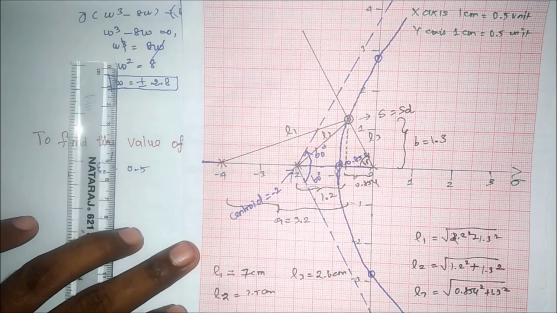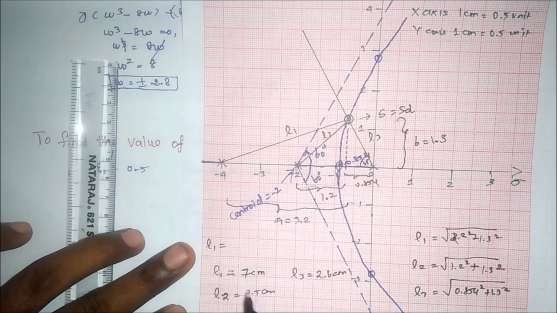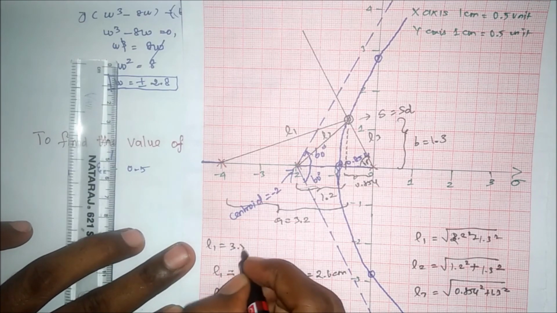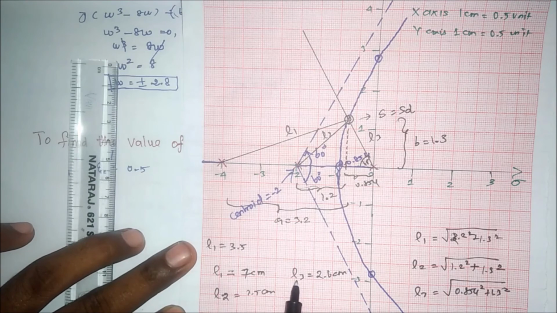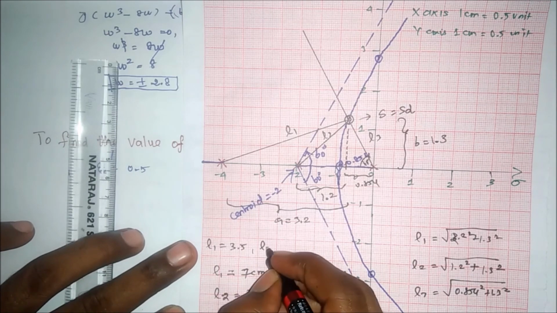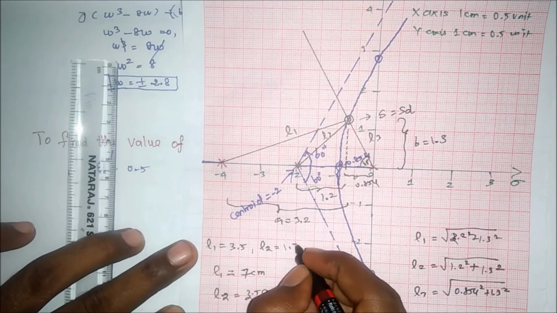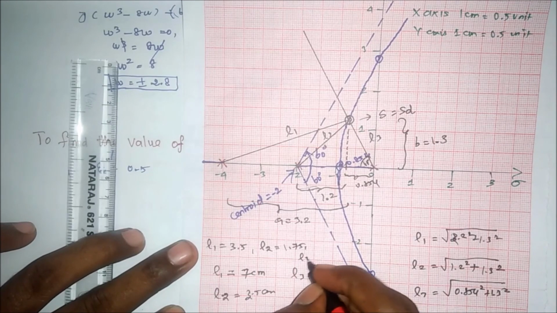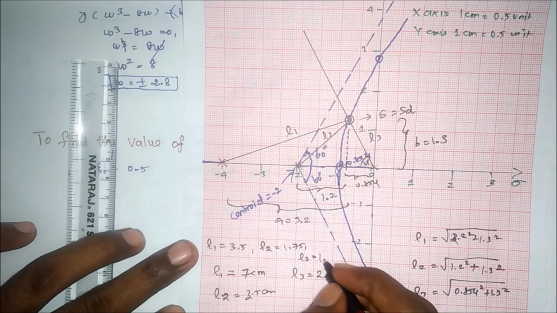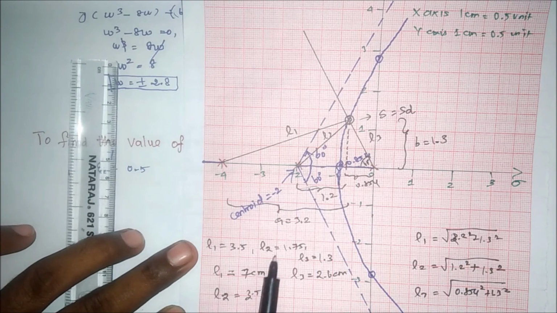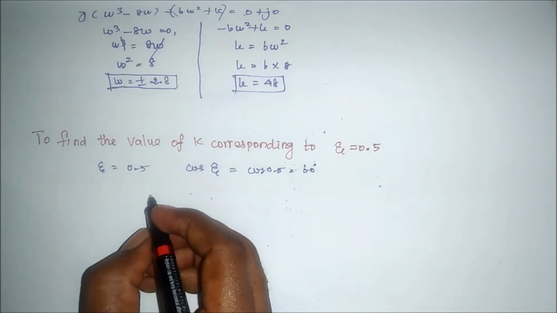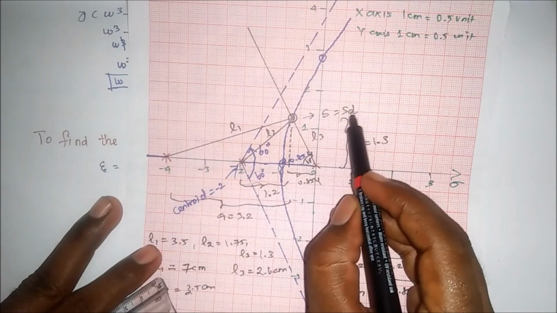Therefore, finally we can write L1 equal to 7 into 0.5, 3.5. Next, L2 equal to 3.5 into 0.5, which equals 1.75. L3 equal to 2.6 into 0.5, 1.3. So now this is the L1 value, L2 value, L3 value. So from this, now the dominant pole. So now S equal to SD, this is the dominant pole.